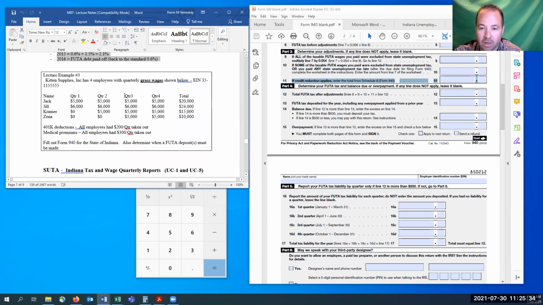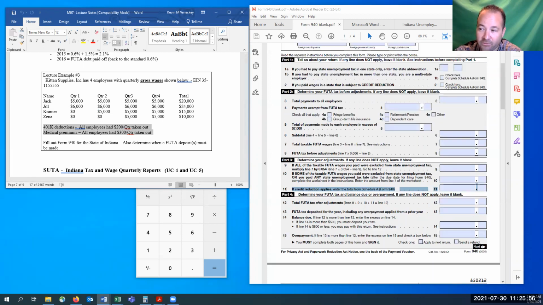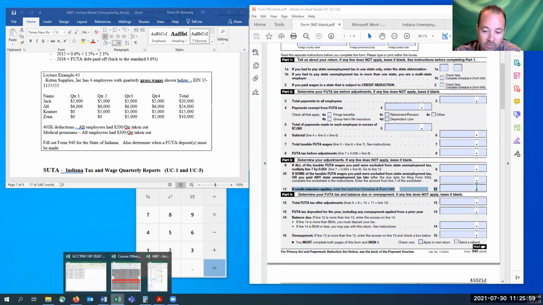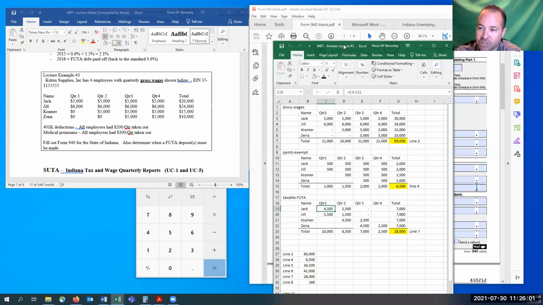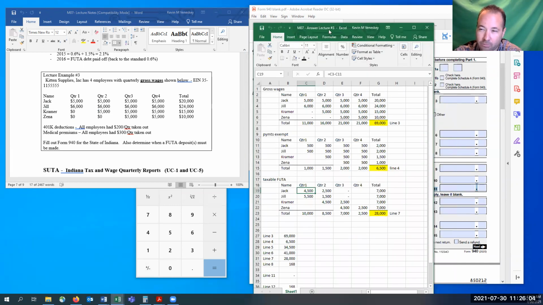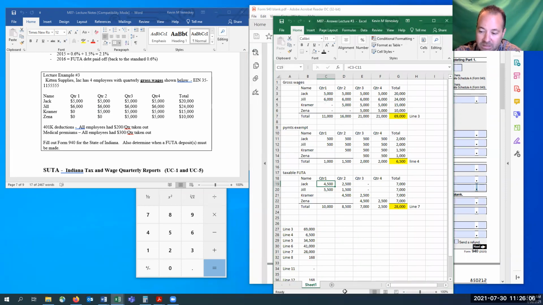All right, lecture example number 3. What I've provided here is all of the employees' wages. These are their gross wages. And I tell you what items they have taken out that are for taxable purposes. So we're going to go through this, and I'm going to show you what I feel is the easiest way to fill out the form 940. You may get out an Excel spreadsheet, and you could put this on your template if you wanted to, so it's always there. Or you could have it on a separate sheet, like I have here.